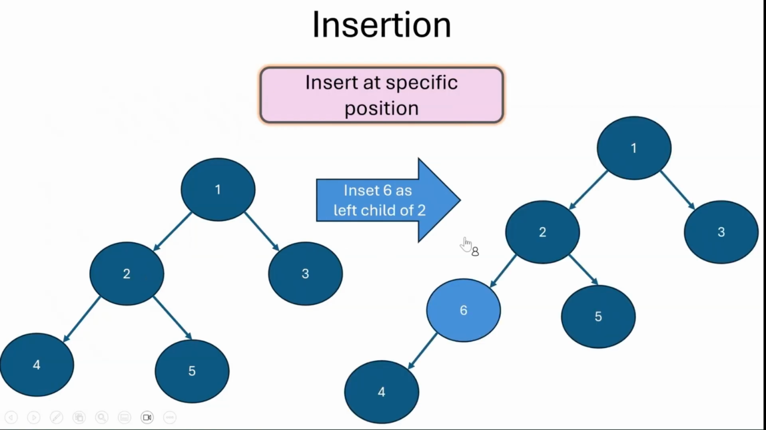But in that case, we need to assign the left child of 2 as the left child of 6. So previously 4 was the left child of 2. So when 6 is inserted, 6 became the left child of 2 and the left child of 2 became the left child of 6. So this adjustment we need to do based on where we are inserting, or at which specific position we are inserting. Sorry for this spelling mistake, it's an insert.